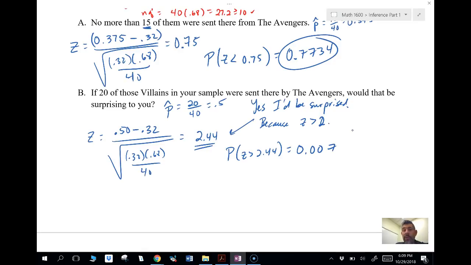So there you go, guys. Those are some additional examples on sampling distributions for sample proportions.